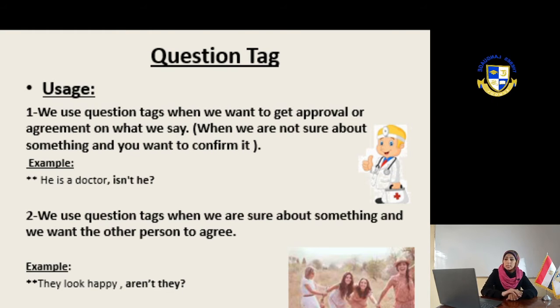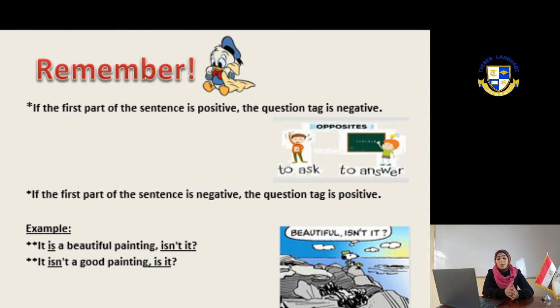The next slide, I want you to remember this, as it's shown in front of you before in the examples. If the first statement is in a positive form, the question tag is in the negative form. But if the first statement is in the negative form, the question tag is in the positive form, they are vice versa of each other. So as in the example, it is a beautiful painting, isn't it? Or it isn't a good painting, is it? So please focus on this part.